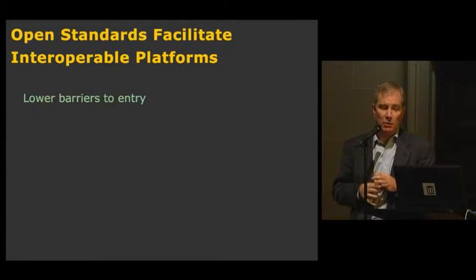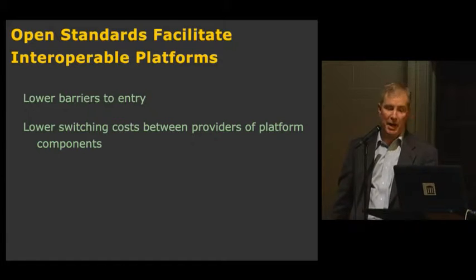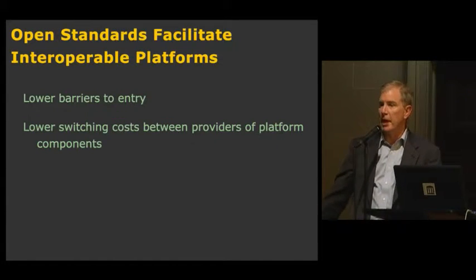So open standards are a key thing that facilitates the platform being interoperable, a real open platform. They lower the barriers to entry. They lower the switching costs between providers of platform components. And Clayton Christensen, who's another Harvard guy in the Innovator's Solution, talks about the fact that integrated proprietary architectures generally lose in the long run to modular architectures because they cannot generate the diversity of the competition that open modular architecture provides.